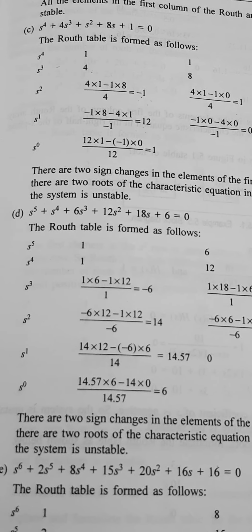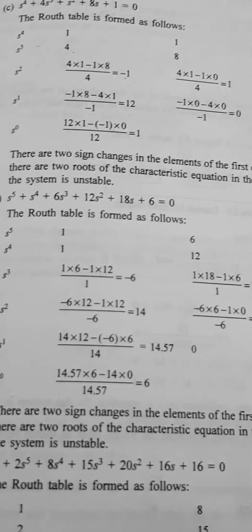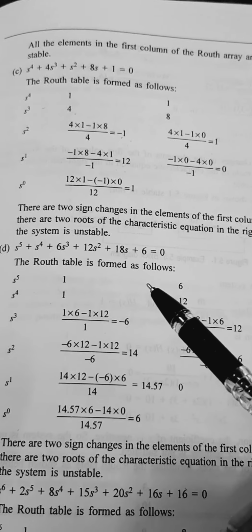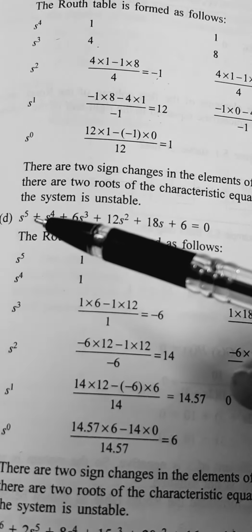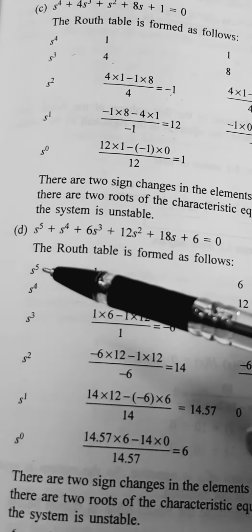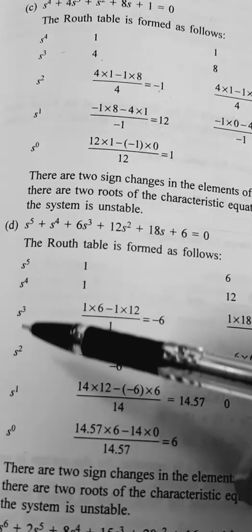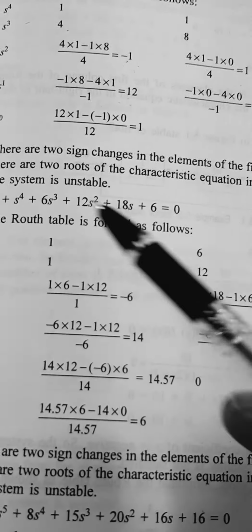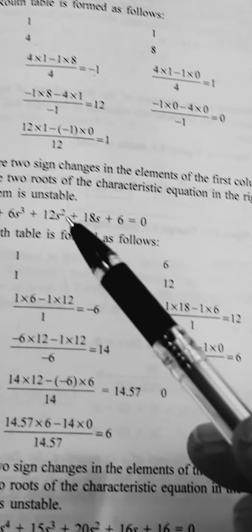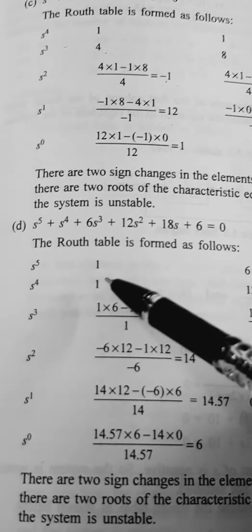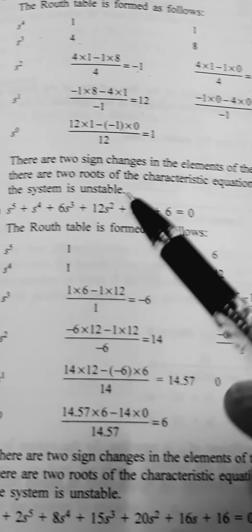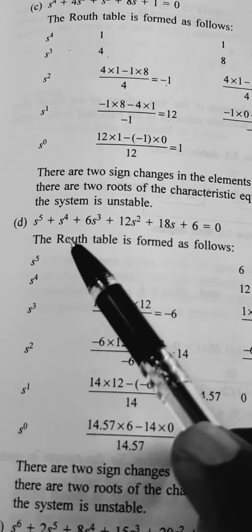Next is the next example, the same way, this is the example, and you can see that it is of order 5. So s5, s4, s3, s2, s1, this is for reference. The coefficient of s5 is 1, then next to next 6, next to next 18, next to next is 0, then s4 coefficient 1, next to next 12, next to next 6. So you can see that all the elements are the same sign.